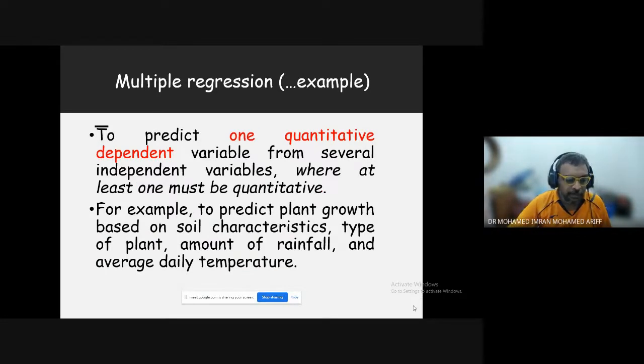Okay. For example, to predict plant growth based on soil characteristic, type of plant, amount of rainfall, and average daily temperature. So we want to predict di sini, we want to find out the plant growth. Plant growth is your dependent variable, and you have soil as your independent, type of plant as your independent, amount of rainfall is your independent, and daily temperature is your independent. So we want to find out antara semua ini which contributes the most, which contributes the least, and what is the relationship between this.